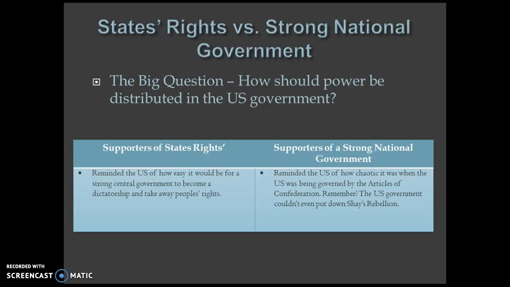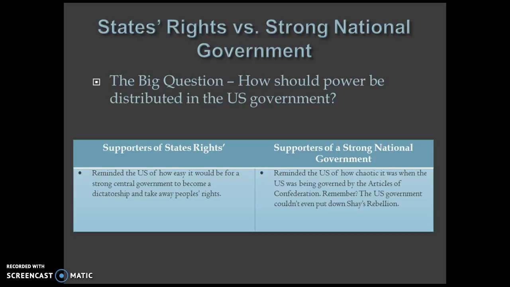Now, on the other side, you have the supporters of a strong national government. Primarily, these are going to be people that are located in the North. There were a few people in the South that supported a strong national government. Not everyone in the South was on board the secession bandwagon, but most of the supporters of a strong national government are going to be in the northern states. And they remind people that the U.S. would be very chaotic. They remind people of what it was like under the Articles of Confederation. Remember that?